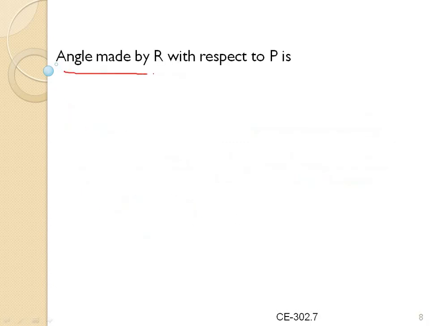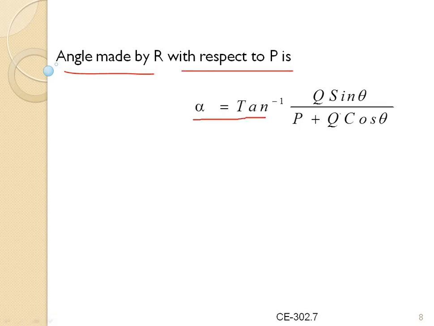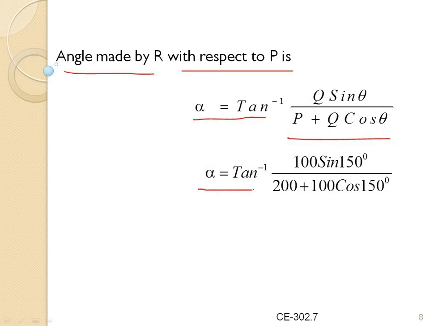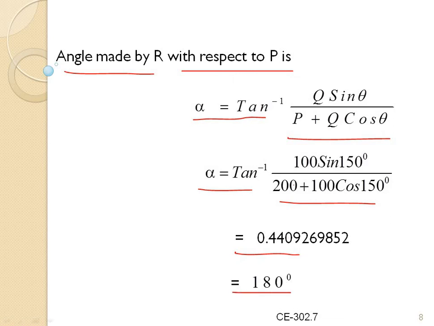123.93 newtons. Therefore, the angle made by R with respect to P is alpha, which is equal to tan inverse of Q sin theta by P plus Q cos theta. Therefore, alpha is equal to tan inverse of 100 sin 150 degrees by 200 plus 100 cos 150 degrees, which is equal to 0.4409. That is the alpha angle value. So in degrees we will get 180 degrees.